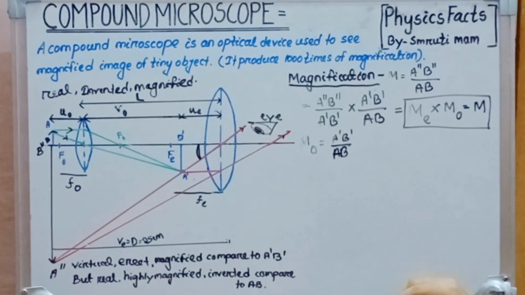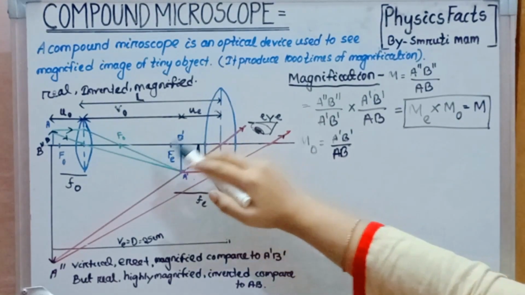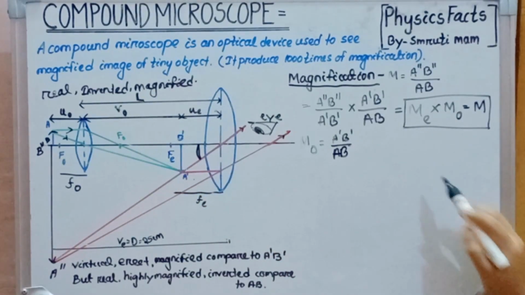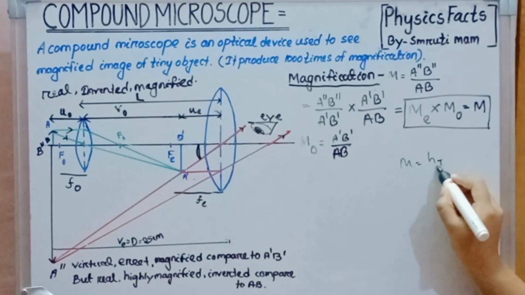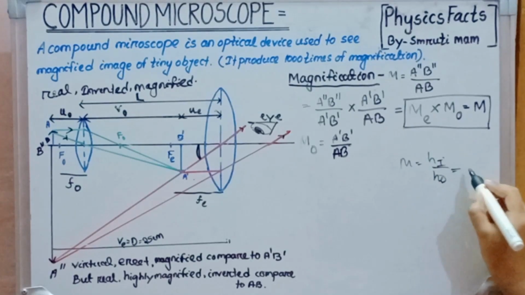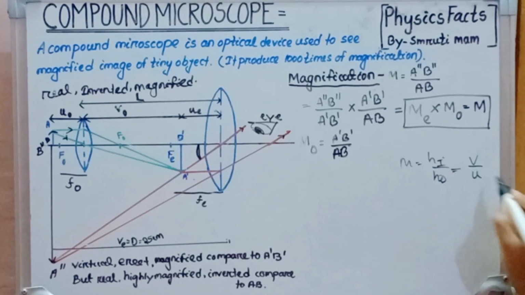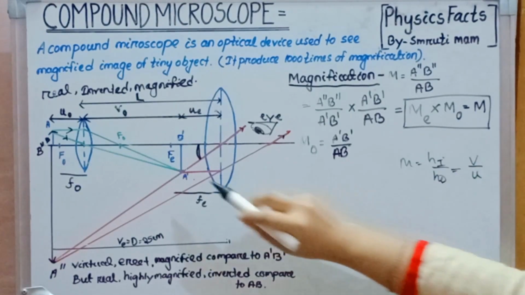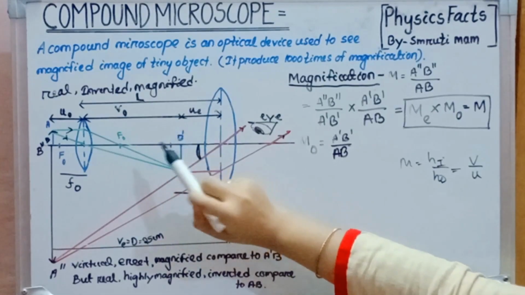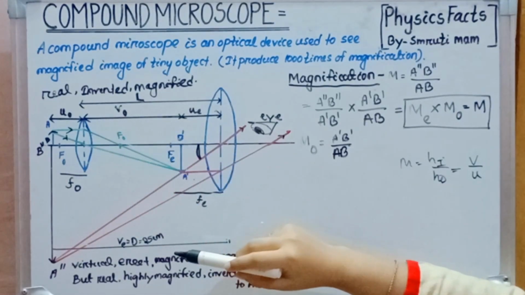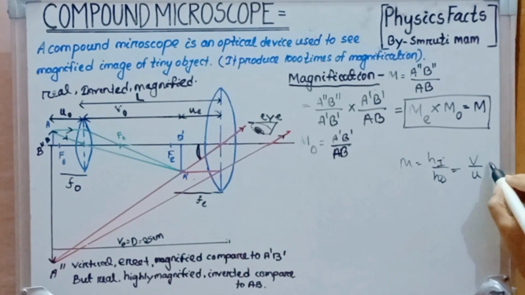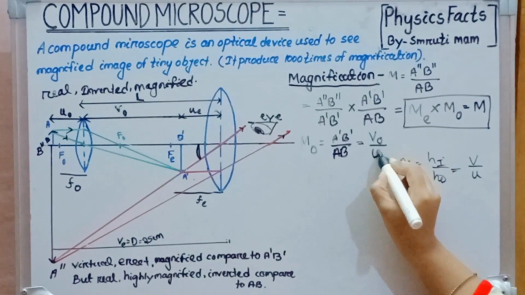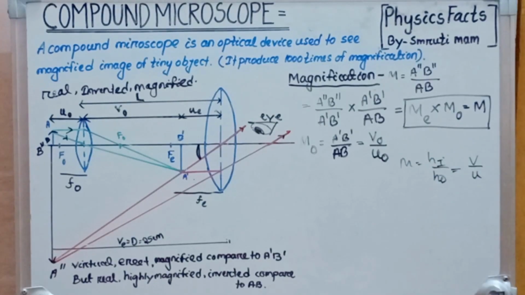What is A prime B prime? This one. What is AB? This one. That means we know that magnification M equals to HI by HO, that means height of the image to the height of the object. It is equals to V by U. Yes. So for objective lens, what happened? This one is the image distance and this one is the object distance. So in case of V by U, here you put VO by UO. समझ आ रहा है students?